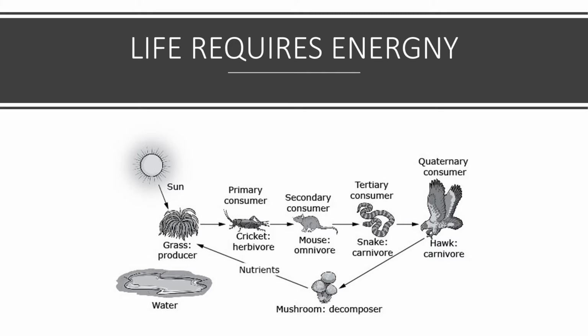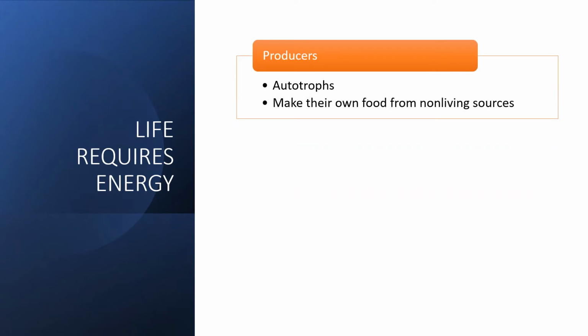Biologists divide organisms into broad categories based on their source of energy and raw materials, as you can see in the picture. Producers are also called autotrophs. They make their own food by extracting energy and nutrients from non-living sources. The most familiar producers are the plants and microbes that capture light energy from the sun, but some bacteria can derive chemical energy from rocks.